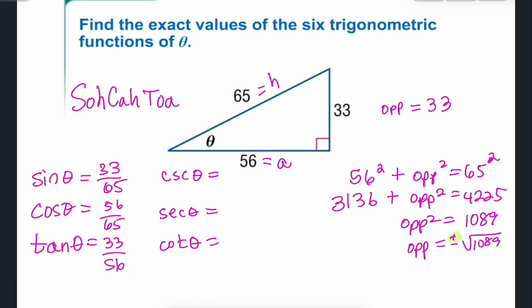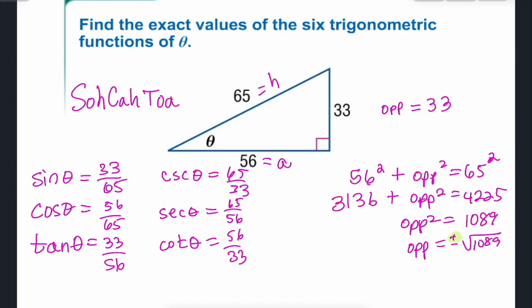So now just take those fractions and flip them upside down. You got it. So this is 65 over 33, because these two are reciprocals. Cosine and secant are reciprocals, so that's 65 over 56. Tangent and cotangent are reciprocals, so that's 56 over 33. And we have found the exact values of the 6 trig functions related to theta.